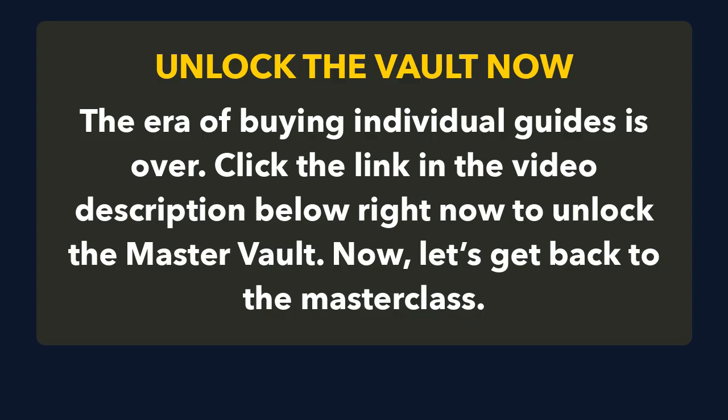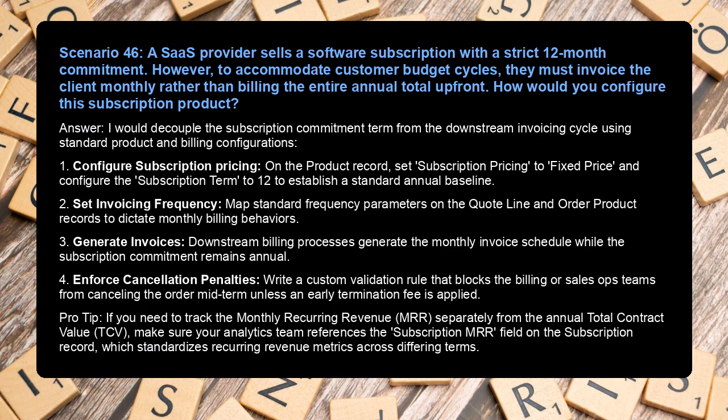Now, let's get back to the Masterclass. Scenario 46. A SaaS provider sells a software subscription with a strict 12-month commitment. However, to accommodate customer budget cycles, they must invoice the client monthly rather than billing the entire annual total upfront. How would you configure this subscription product?